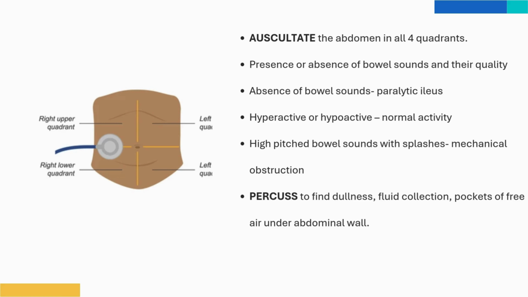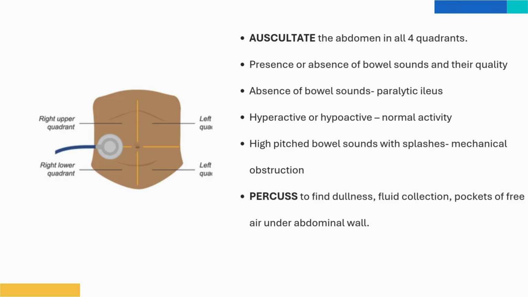Always auscultate before palpation and percussion to avoid disturbing the bowel activity. Listen in all four quadrants for at least 30 to 60 seconds. Complete absence of sounds is seen in paralytic ileus. High-pitched tinkling sounds are seen in mechanical obstruction. Normal activity can be seen, even with hyperactive or hypoactive bowel sounds. Never conclude too quickly. A silent abdomen needs time to confirm. Listening carefully may be the difference between missing an obstruction and diagnosing it early.